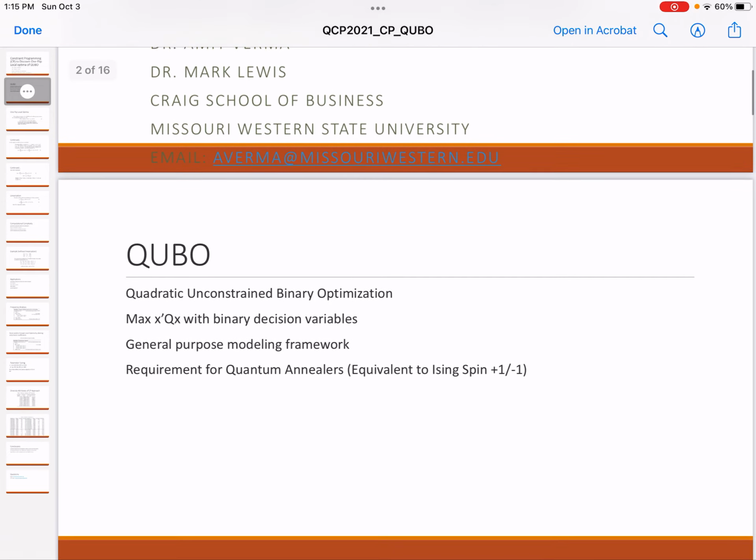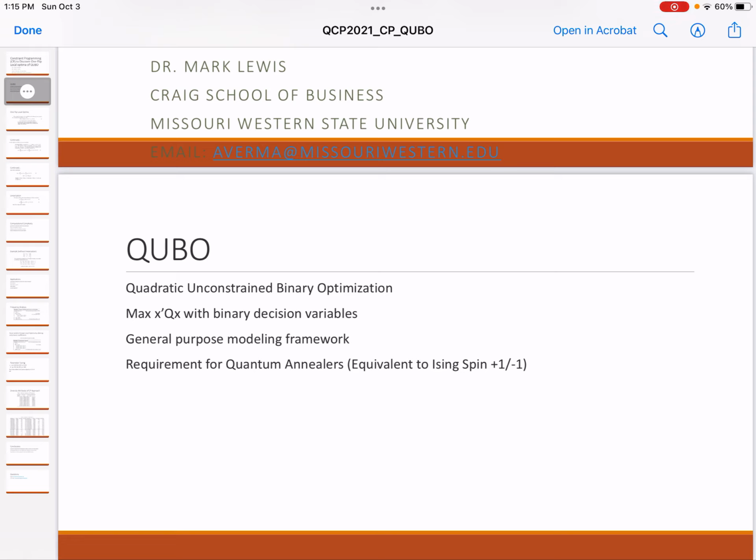So let's start. A little background about QUBO. QUBO has recently become a requirement for quantum annealers. The optimization problem that we are trying to solve in QUBO can be represented by max x prime Qx. Recall that the decision variables that are part of the QUBO formulation are binary decision variables. It has emerged as a very popular modeling framework, and you can find numerous applications of QUBO. More recently, it has emerged into significant importance because of the rise of quantum annealers.